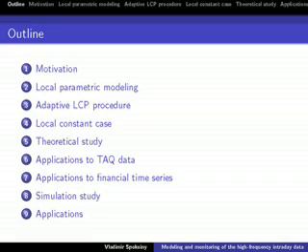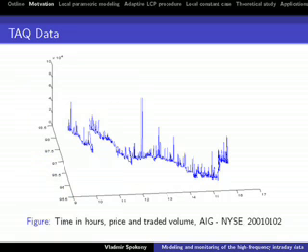So here's the outline. I will give some motivation and show some procedure and some theory for this procedure and some empirical results. Starting from the motivation, this is a part of the high-frequency data. What you see here is some stock at the New York Stock Exchange, 2001. This is, I guess, the 2nd of January. This is the time during the day, and what you see here are the prices of the stock, and the vertical lines are the volumes.